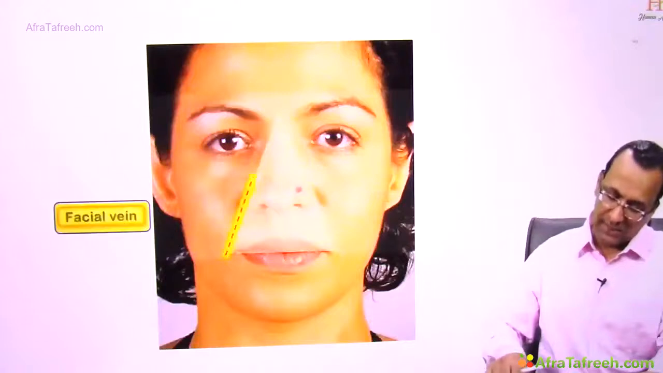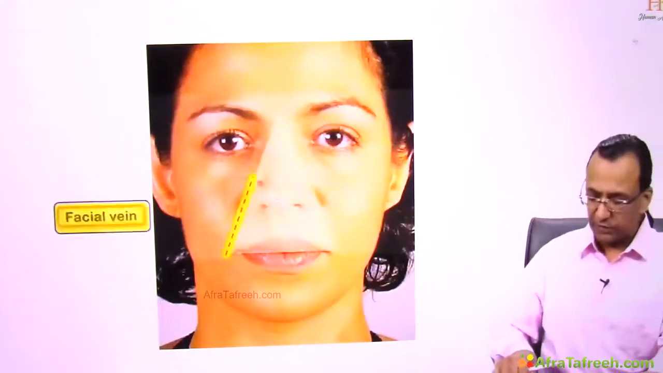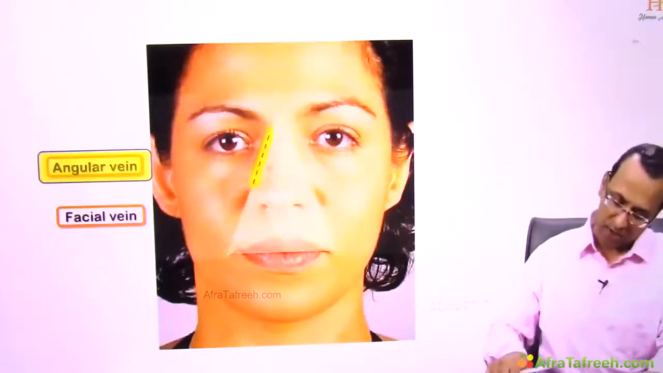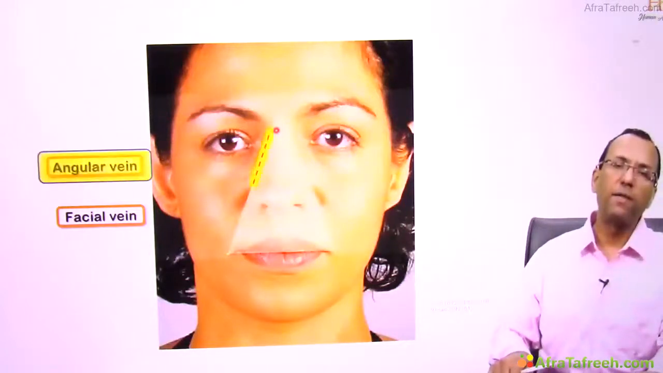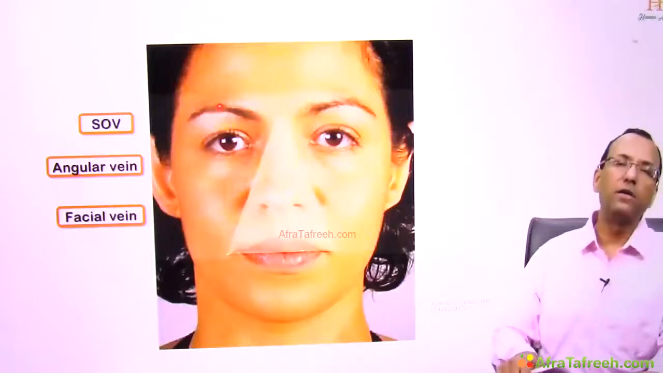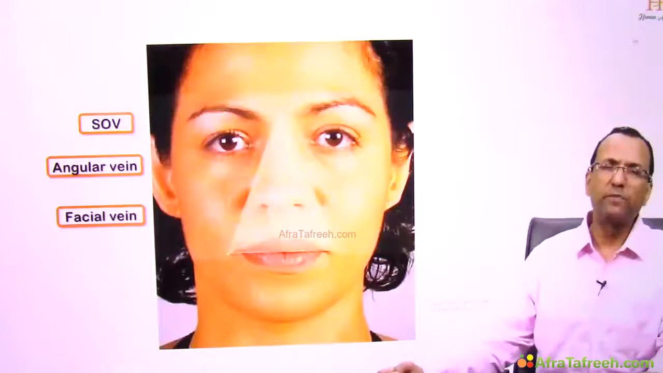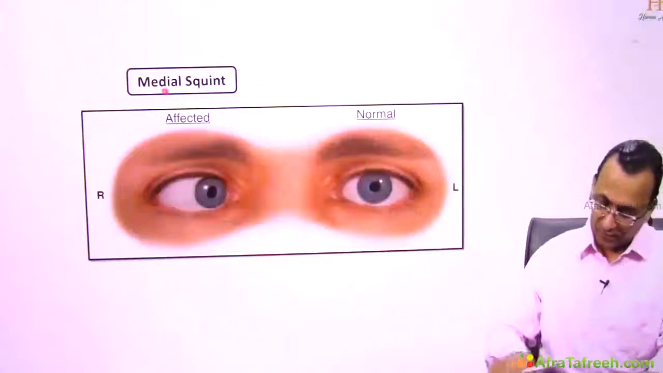Let us see. You see, there was a nasal pustule causing septic emboli in the facial vein. And from the facial vein, where do the septic emboli go? Into the angular vein at the medial canthus of the eye. And from the angular vein, where did the bacteria go? To the superior ophthalmic vein and into the cavernous sinus, causing cavernous sinus thrombosis. So what will happen when there is a cavernous sinus thrombosis? Raised intracranial tension and medial squint.